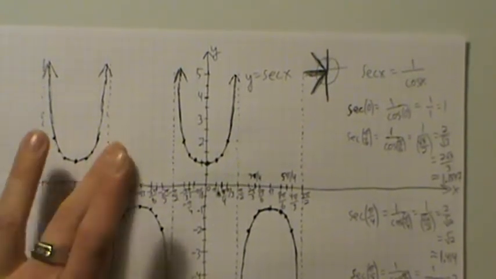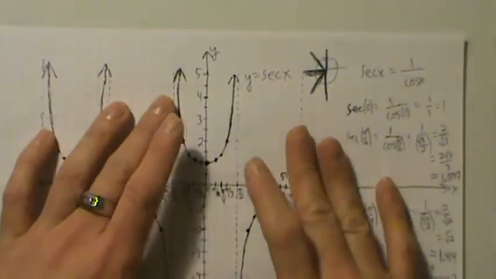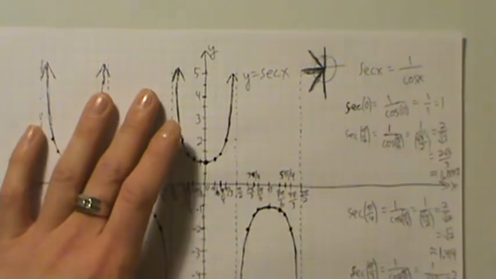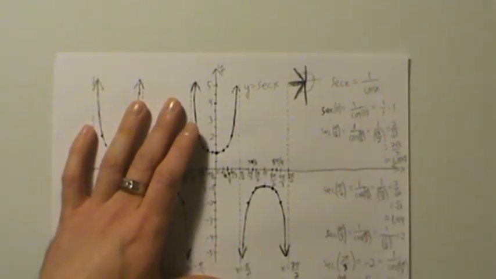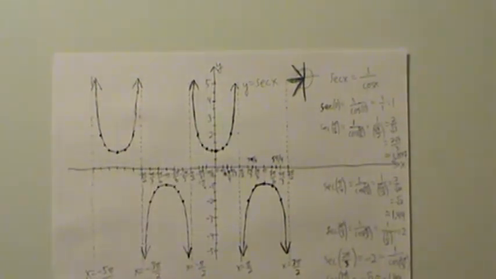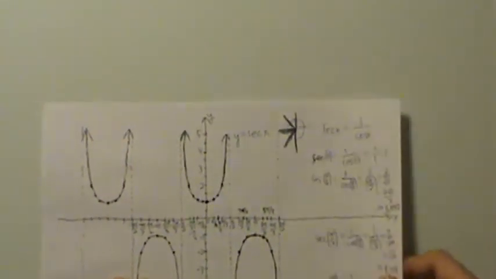Now, what's really nice about this, well actually before we talk about what's nice about it, let's go ahead and get the graph of the cosecant function. We're going to get the graph of the cosecant function, and then we're going to talk about good ways to tell them apart. So here's the secant graph, so let's start with that.